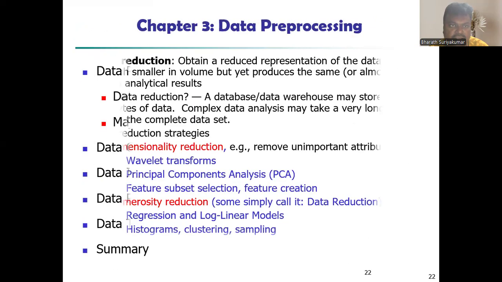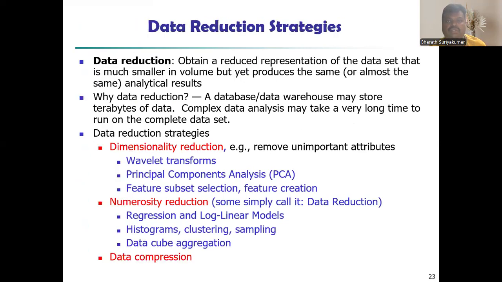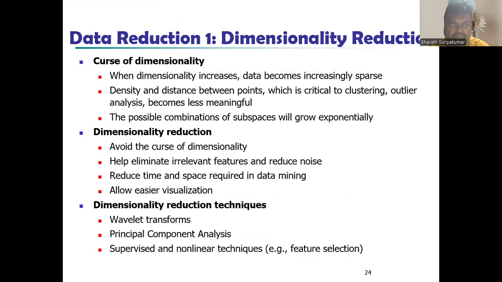What is data reduction? Data reduction obtains a reduced representation of the data set that is much smaller in volume but produces almost the same analytical results. Why data reduction? A database or data warehouse may store terabytes of data, and complex data analysis may take a very long time to run on the complete data set. Data reduction strategies include dimensionality reduction, numerosity reduction, and data compression.